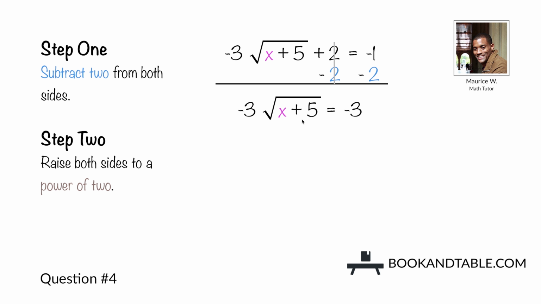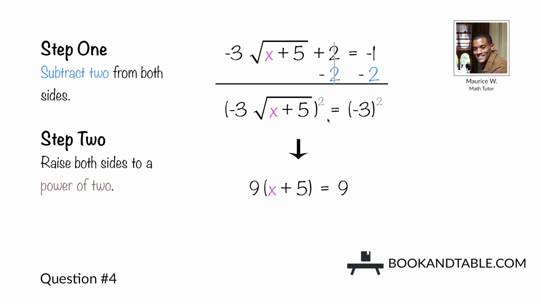Step 1, subtract 2 from both sides. That gets rid of the constant on the side of our radical, leaving us with negative 3 radical x plus 5 on the left side. On the right side, we have negative 1 minus 2, leaving us with negative 3 on the right side.